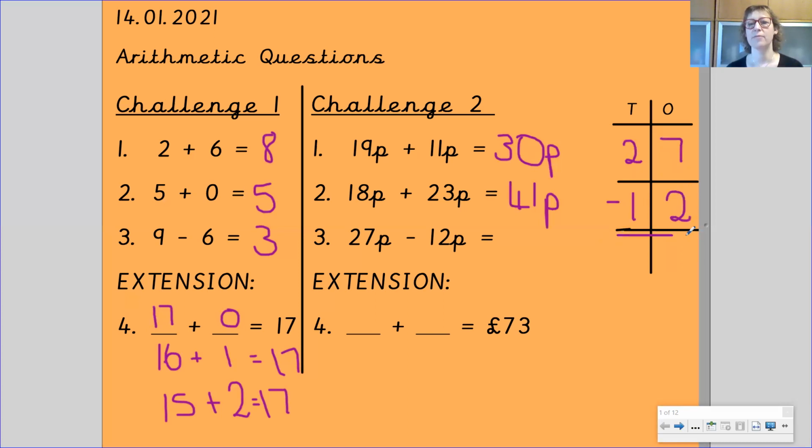27p take away 12p. And I'm going to start with my ones. So 7 take away 2, so 7, 6, 5. And 2 take away 1, which is going to leave me with 1. So that's going to be 15p.